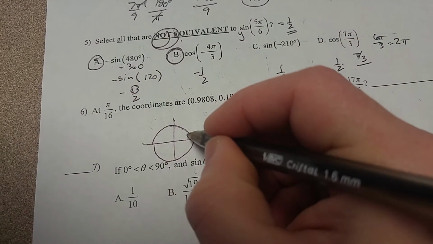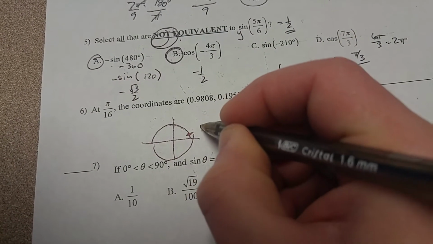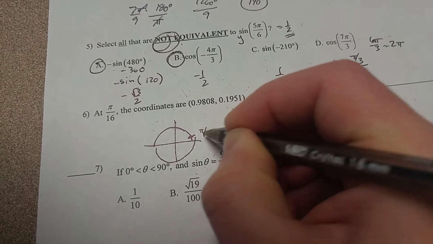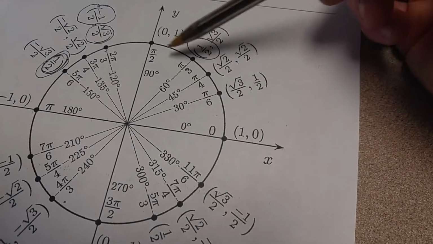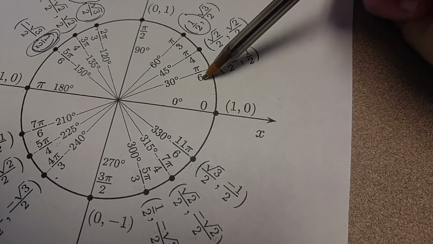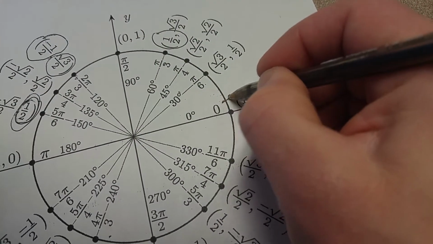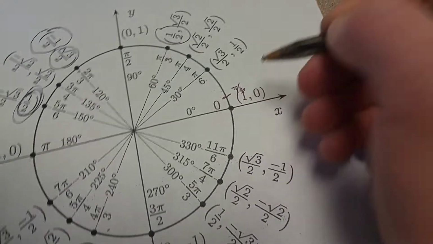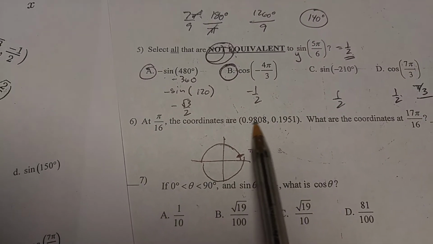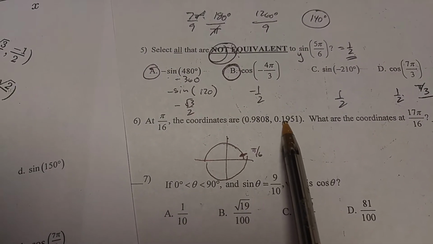Pi over 16 would be just past 0, because if you look at your unit circle, look at the denominators: 2, 3, 4, 6. So 16 must be really close to right here. Actually, I'll just do it right here. So this would be about where pi over 16 is, and we're comparing that. You can also see the coordinates are 0.98, so it's almost 1 and then just up a little tiny bit.